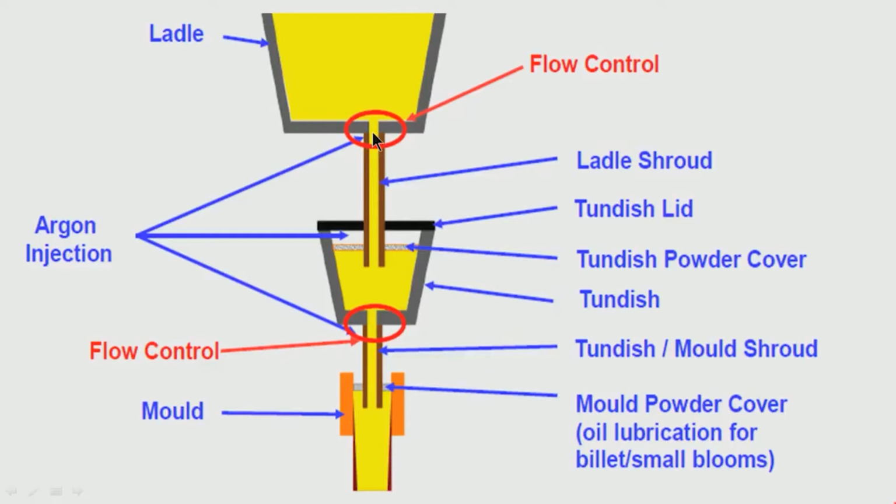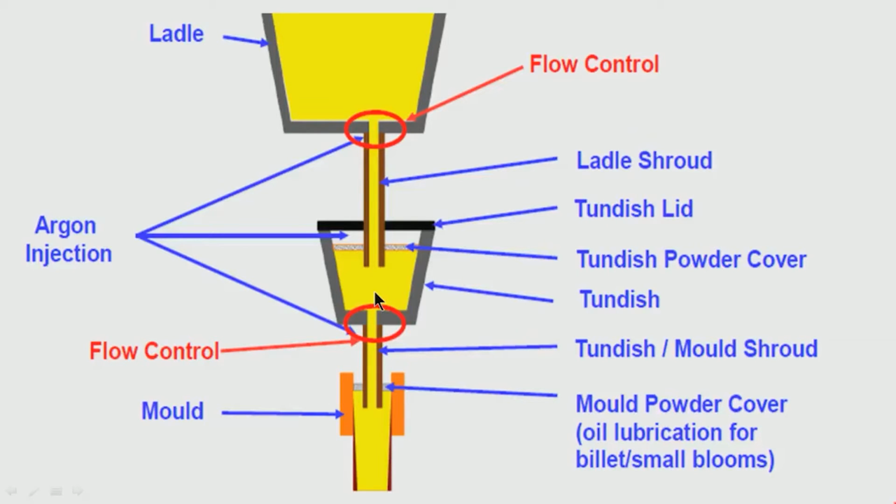So, this is one. Another one is, again from tun dish to mold, there again has to be a flow control, either by slide gate or by other means. So, here again liquid steel is flowing from here to the mold through a refractory nozzle, which is called sub entry nozzle, because it is submerged in the liquid steel during casting. So, it is called sub entry nozzle. So, again there has to be argon flow in the sub entry nozzle, to control nitrogen pickup and oxygen pickup.